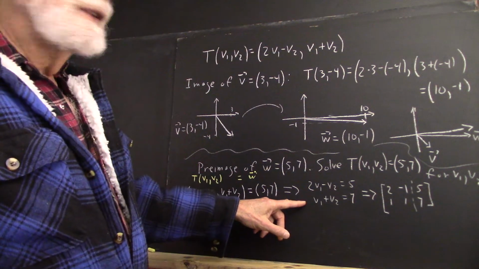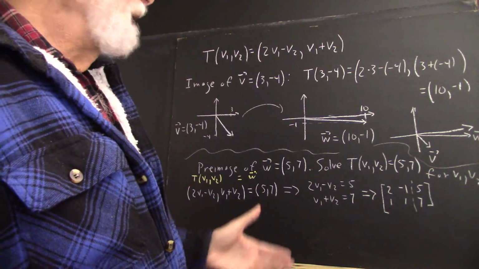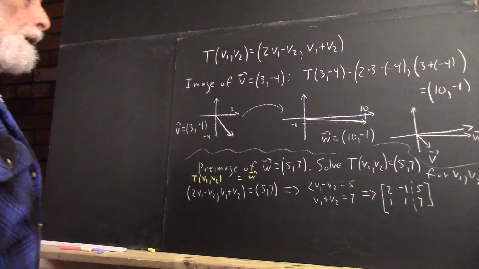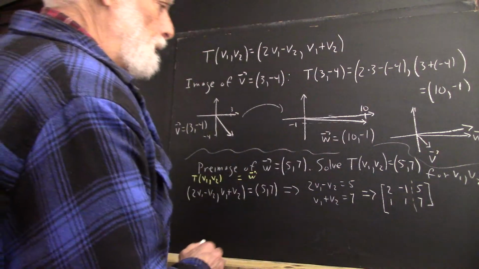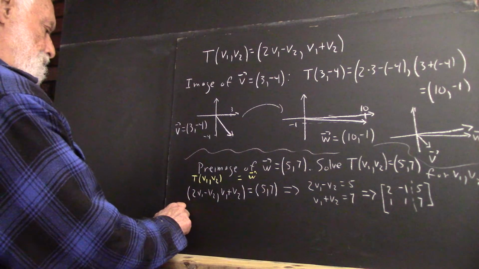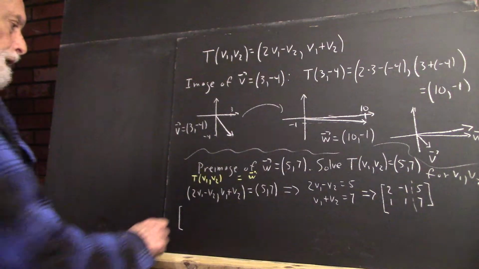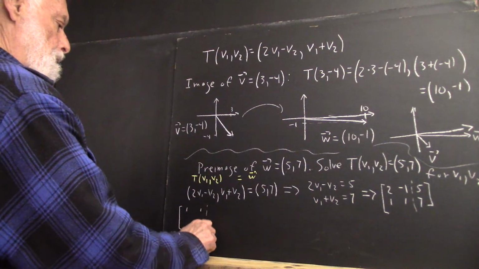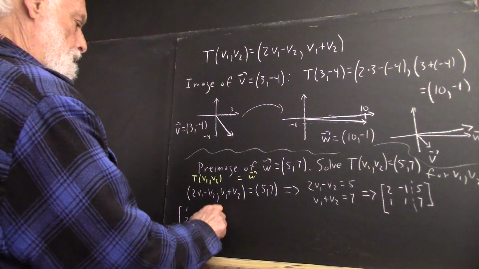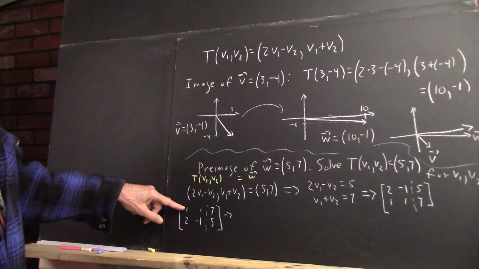Alternatively, we could write this as a matrix equation. Here's your matrix, and then that's times a column vector v1, v2, and that should equal 5, 7, so you can invert that matrix and calculate. To get the geometry, we might as well go ahead and reduce this matrix. I'm going to skip a step here, but I'm going to switch the first and second column, and I did that just so it'd be easy to get a 1 here.